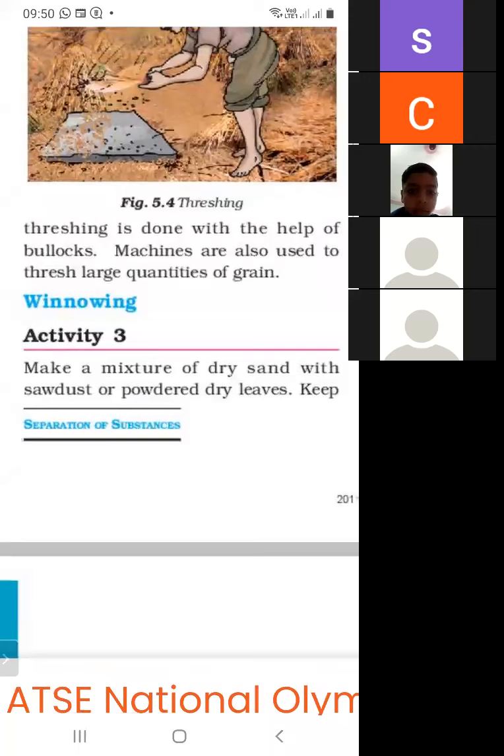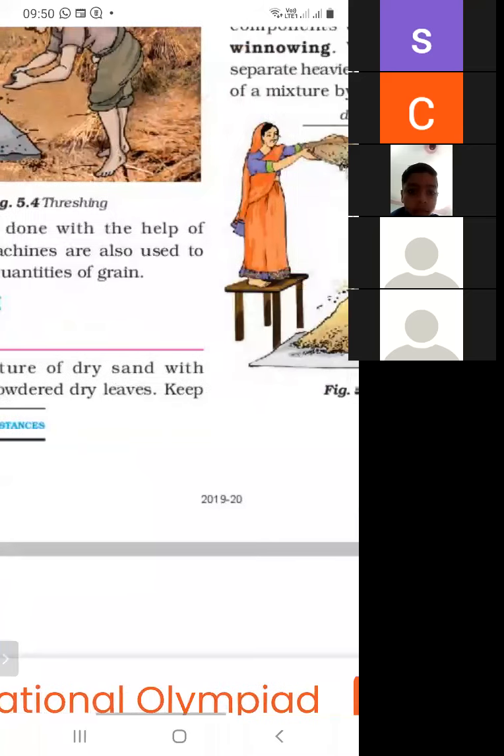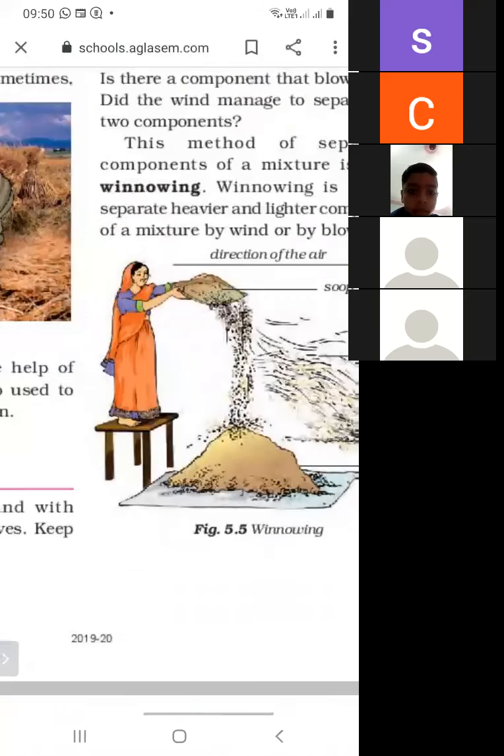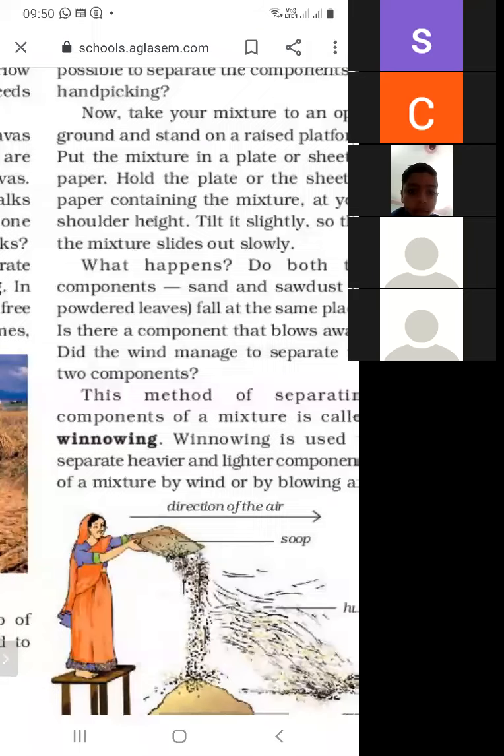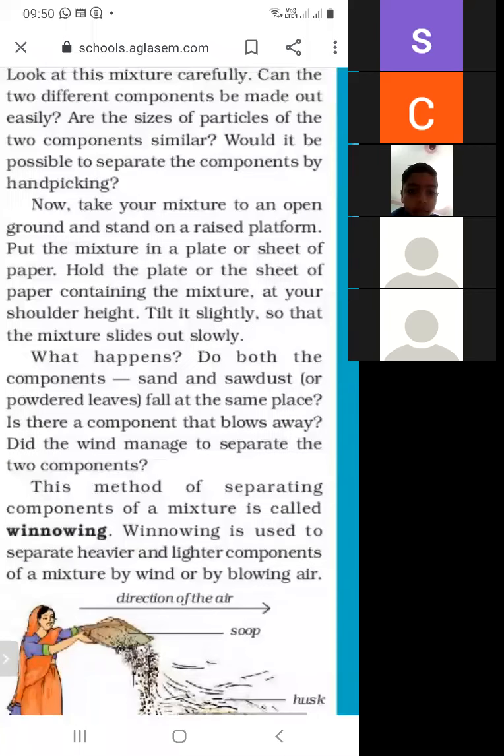Firstly, we will take dry leaves and dry sand, and then we will make a mixture of dry sand with the dry leaves. And then what will we do? Keep the mixture on a plate or a newspaper.